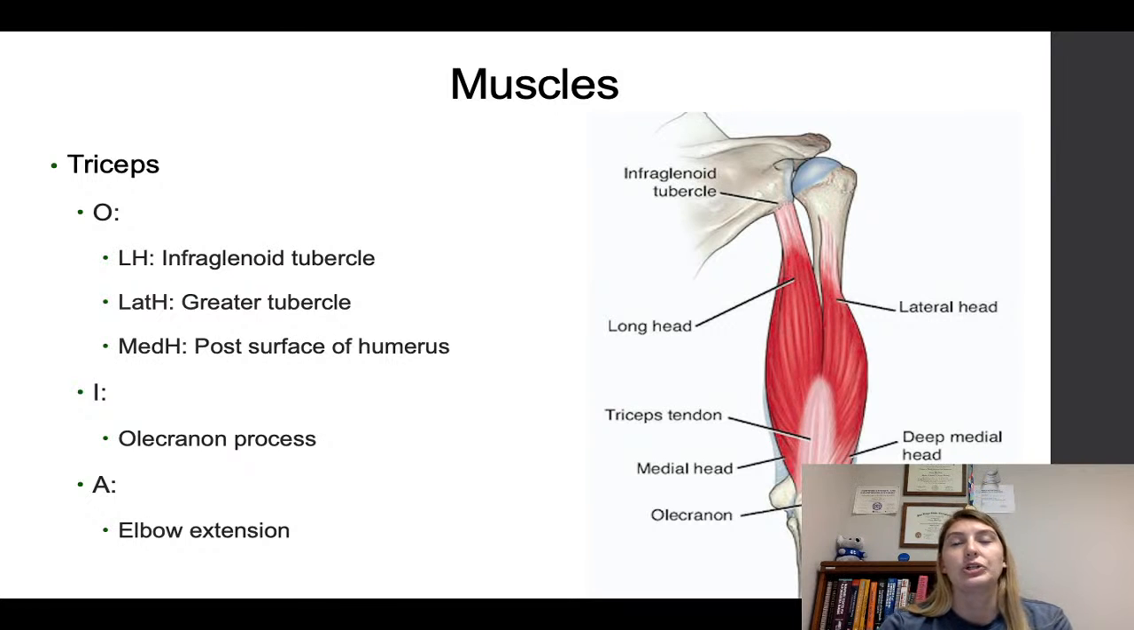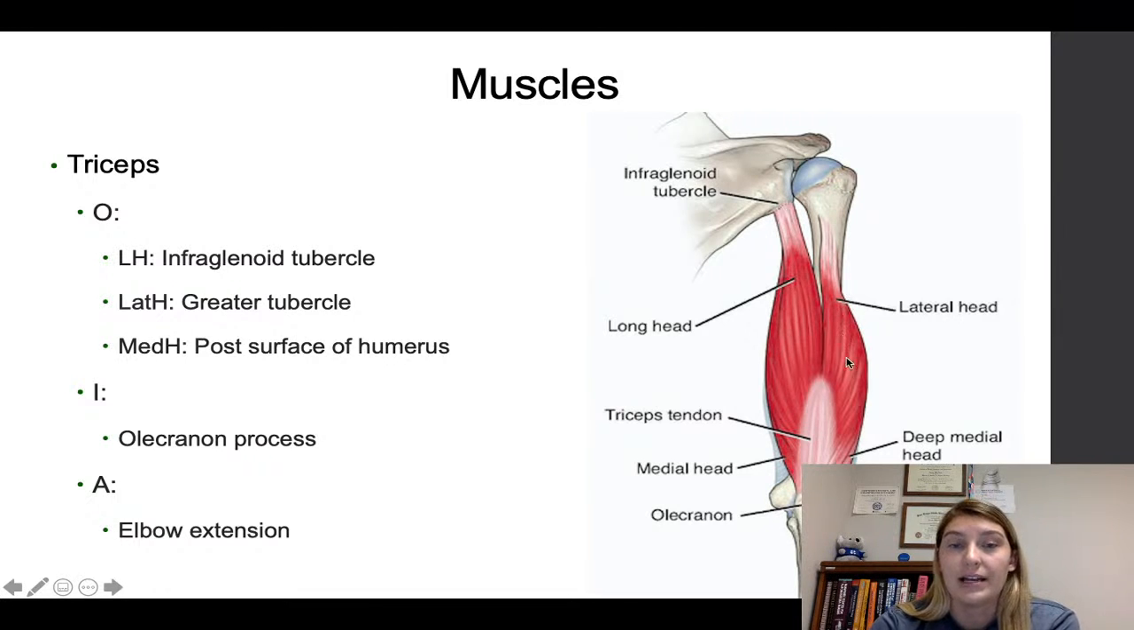Next, we have our tricep. So tri, three. We're going to have three heads of the tricep. We're going to have long head, which is LH. We're going to have a lateral head, and we're going to have a medial head. So our long head, we can see right here, is going to originate onto that infraglenoid tubercle. So right below that glenoid fossa.